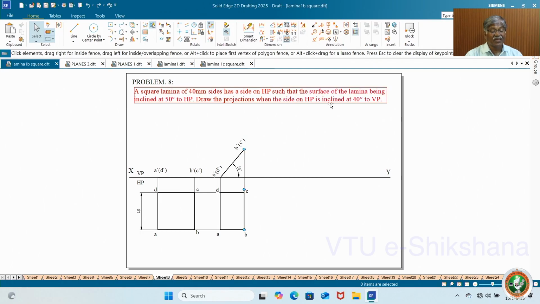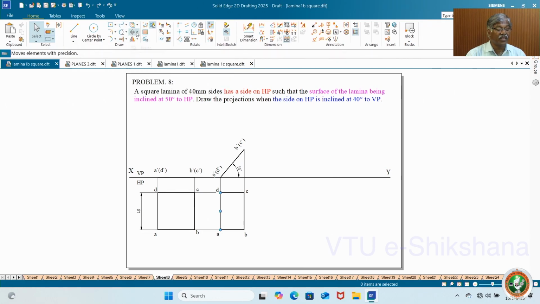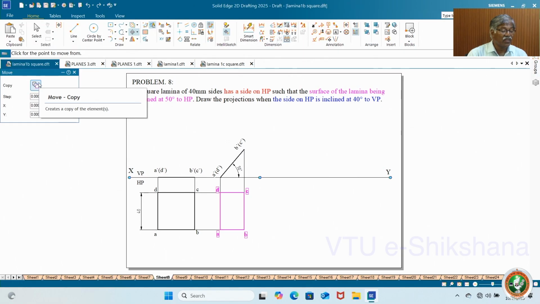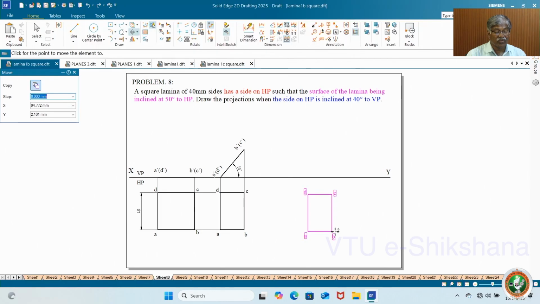Now it is given that the side on HP is inclined at 40 degrees to VP. The side on HP is AD. That one you have to do at 40 degrees. Now to do it, you move this. I will do that job for you. I am repeating these two steps because this is sometimes tough for some people. You move this. See here, if you want to move it, you retain the original there also, make it shaded, then move somewhere here.